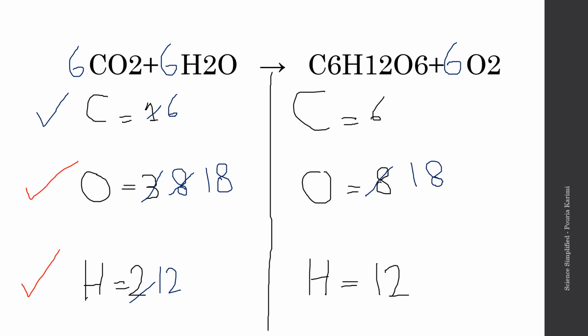6 molecules of carbon dioxide plus 6 molecules of water to give us 1 sugar and 6 molecules of oxygen. And this is the balanced chemical equation of photosynthesis. It is that easy.